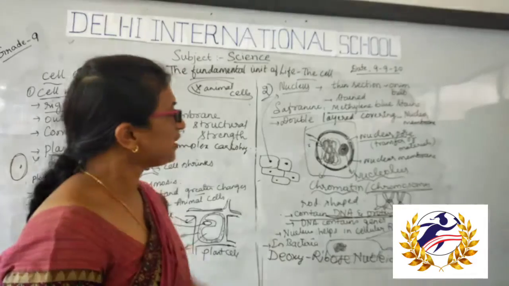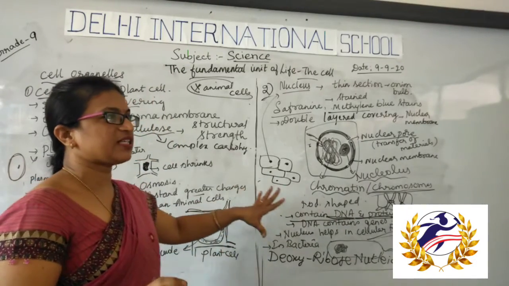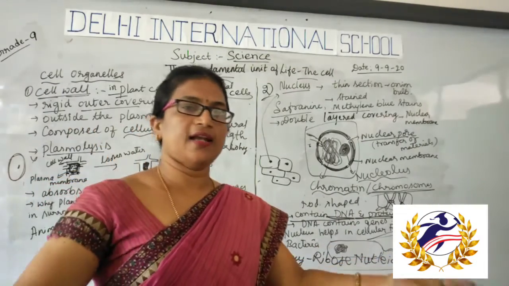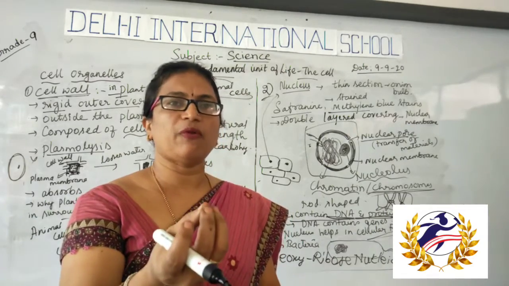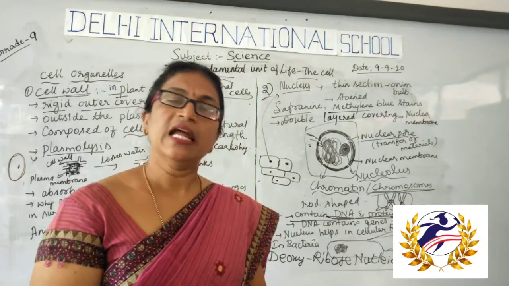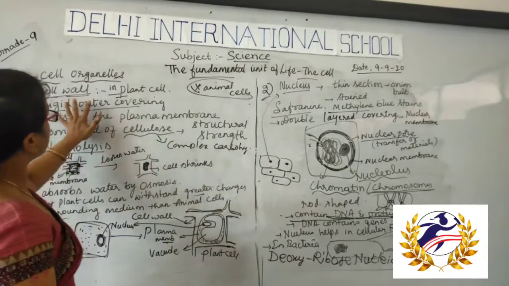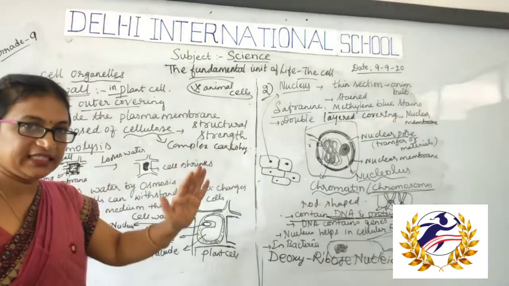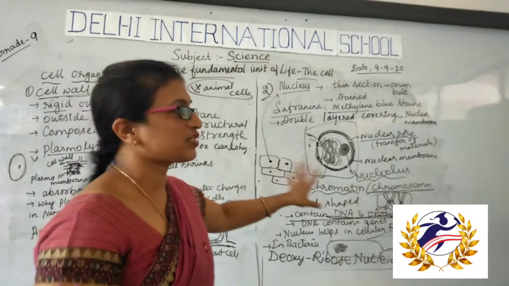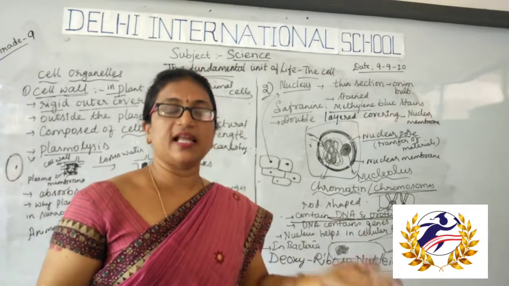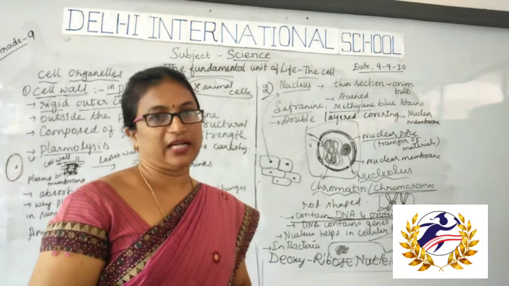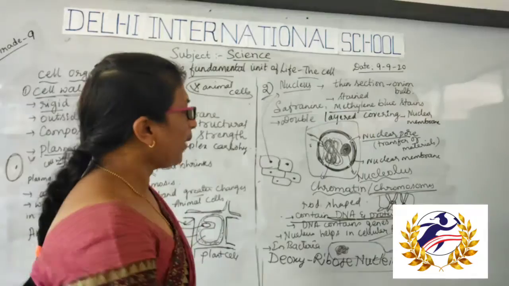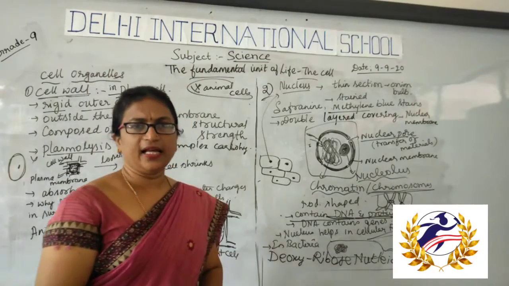So the nucleus is present in both animal cell and plant cell, but performing different functions. Cell wall is present only in the plant cell but not in the animal cell. But the nucleus is present in both the plant cell and the animal cell. So one difference is there.